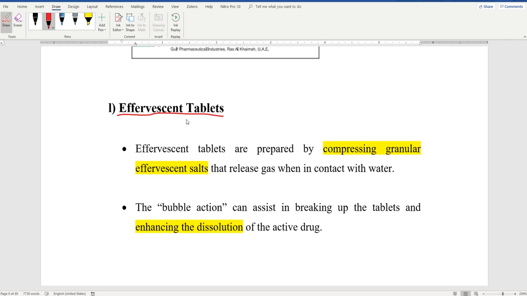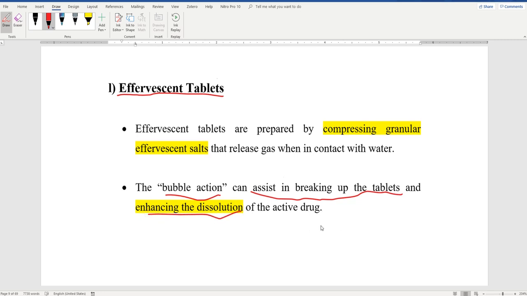Do you need to add a disintegrating agent in this case? No need for a disintegrating agent, because the bubble action that results from the reaction of the acid and the base and the release of CO2 will assist in breaking up the tablet and therefore enhance the dissolution of the drug.